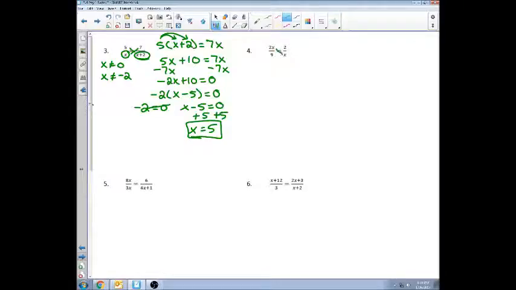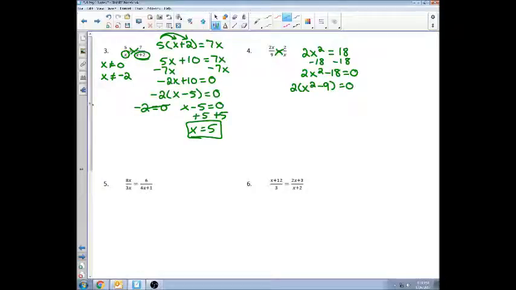Cross multiply. 2x times x is 2x squared, which is equal to 9 times 2, which is 18. Again, I want to bring everything to the same side of the equal sign. So if I subtract 18 from both sides, 2x squared minus 18 equals 0. I can take out a GCF between 2x squared and 18. It would be 2, which would leave me with x squared minus 9 is equal to 0.